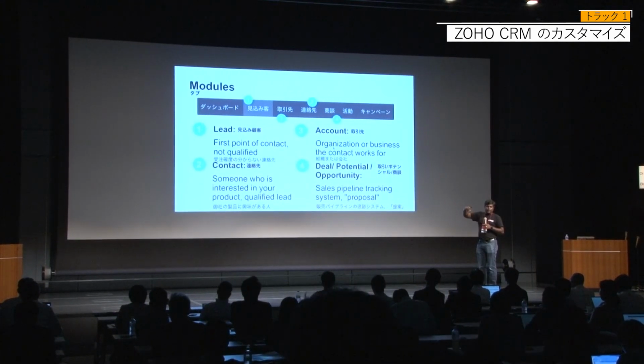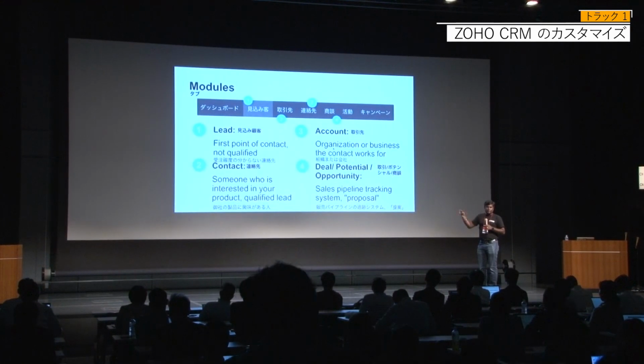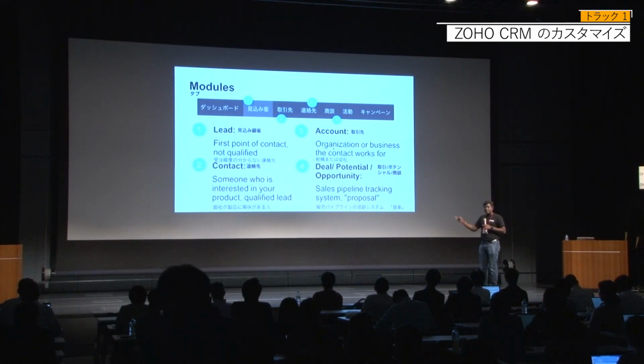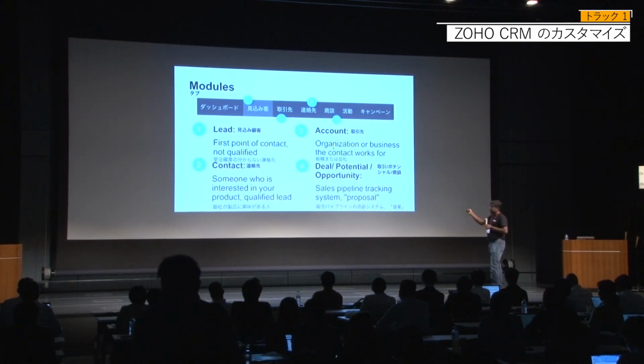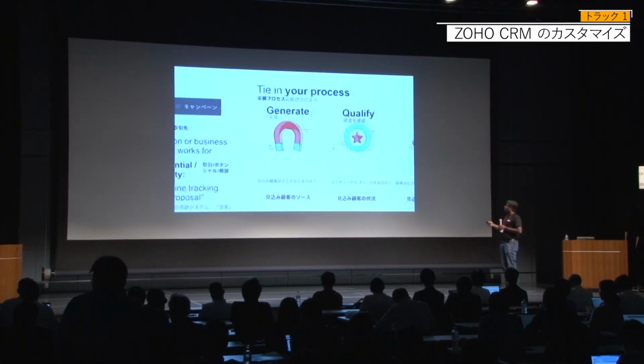So you can remove the tab from the top bar and just work with accounts, contacts, and deals as well. So we'll see how all that is done. So these are the 4 primary modules.